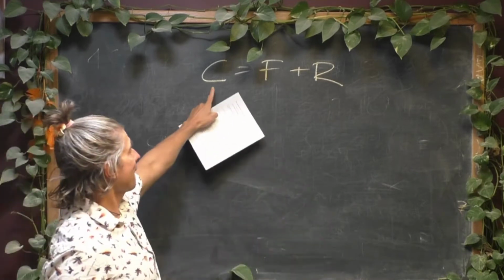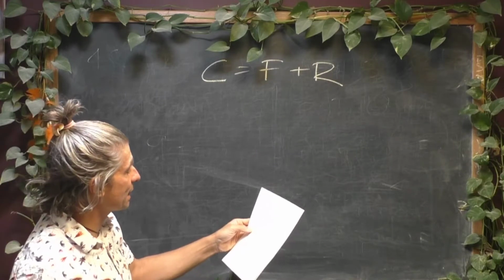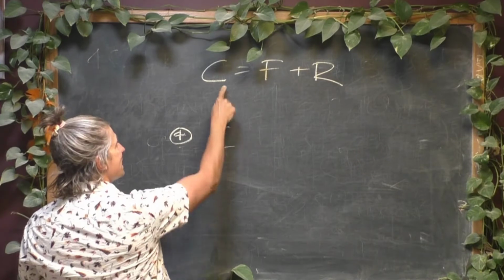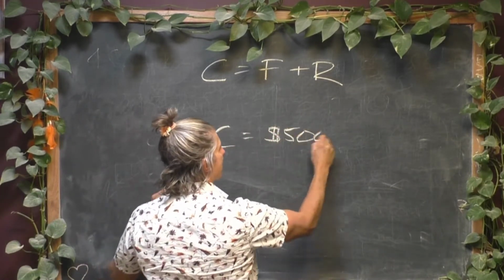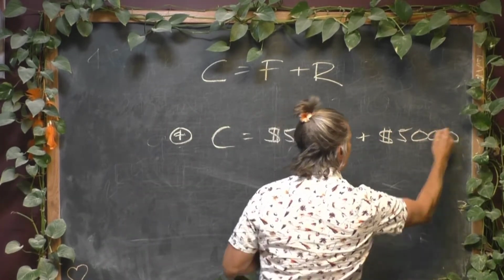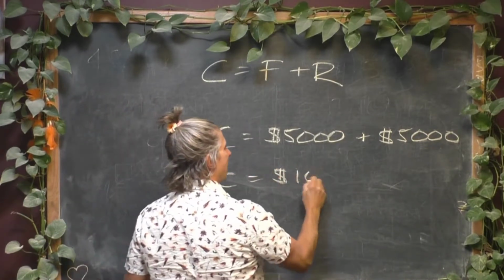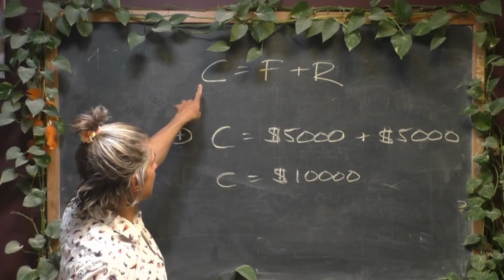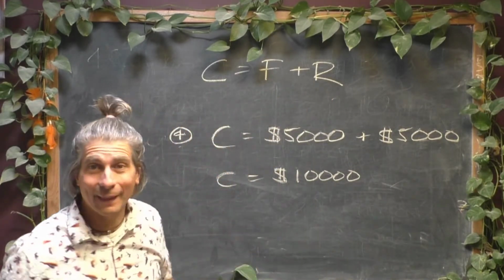Find C, which is the total cost, if the fixed cost is $5,000 and the repeated cost is also $5,000. Okay, so for number 4, we don't know what C is, but we do know that the fixed cost is $5,000, and so is the repeated cost. So all we got to do is add those two things together, and I believe we're going to get 10 grand. The idea of formulas is they're going to have variables in them. You're going to be able to establish a couple of them, and from those, you can figure out what the last one has to be.